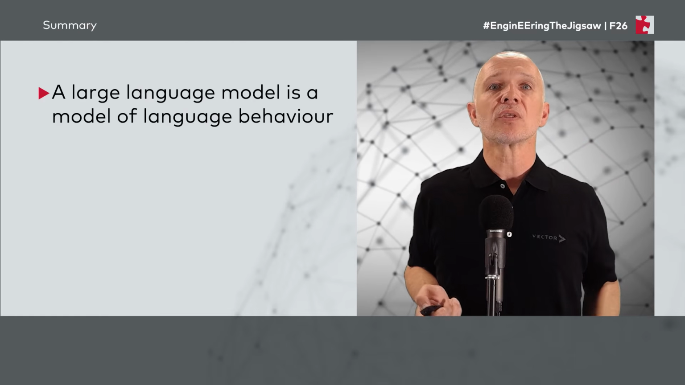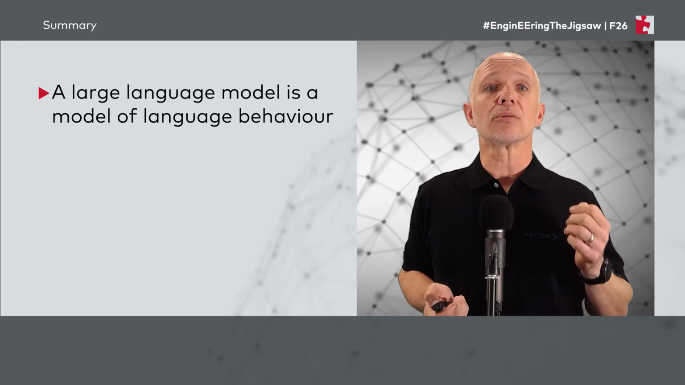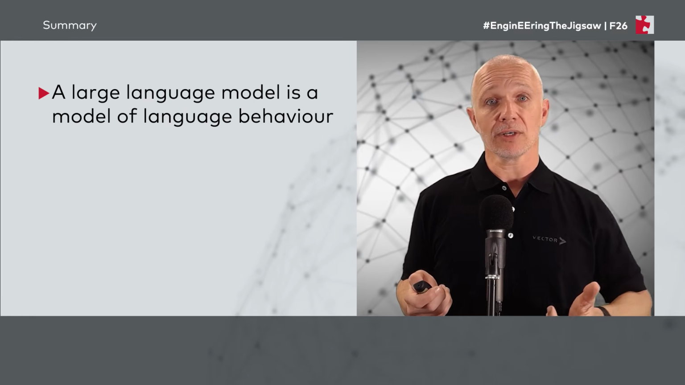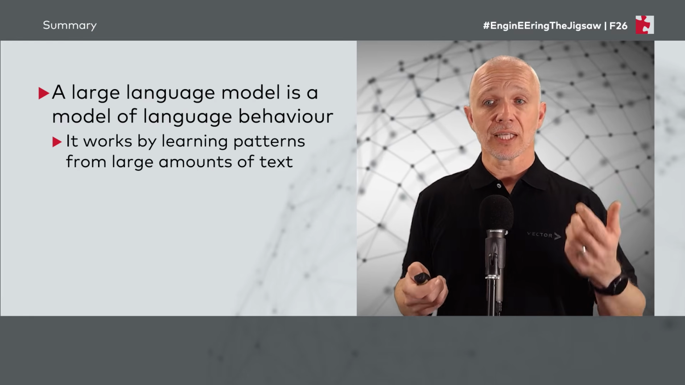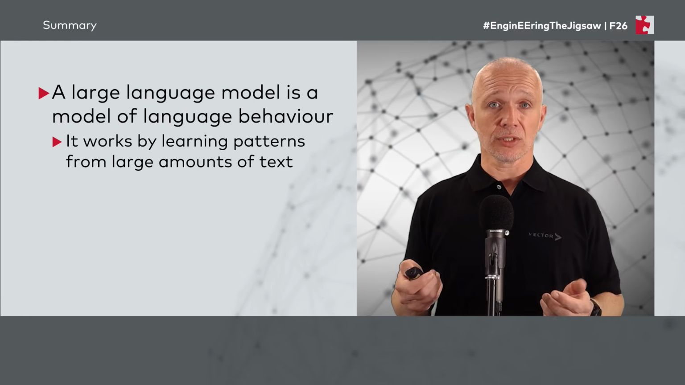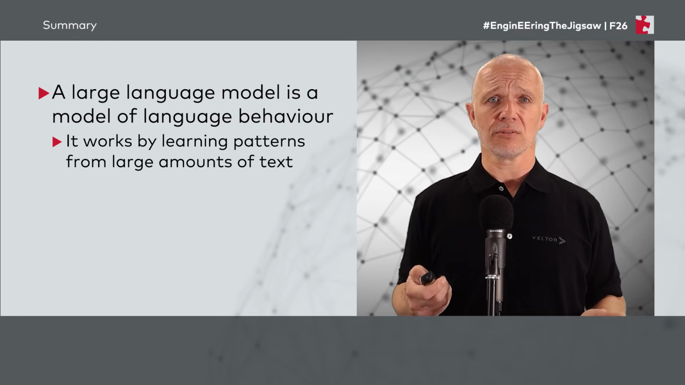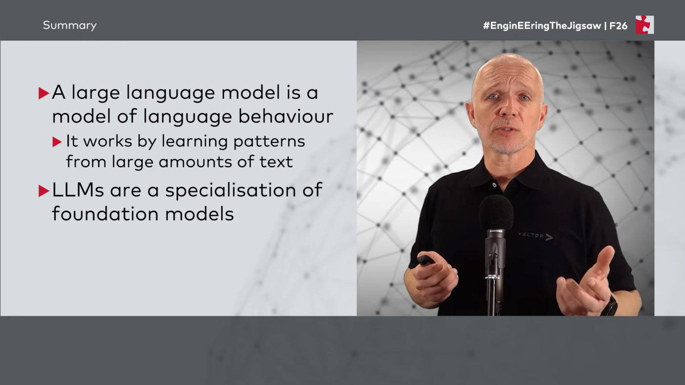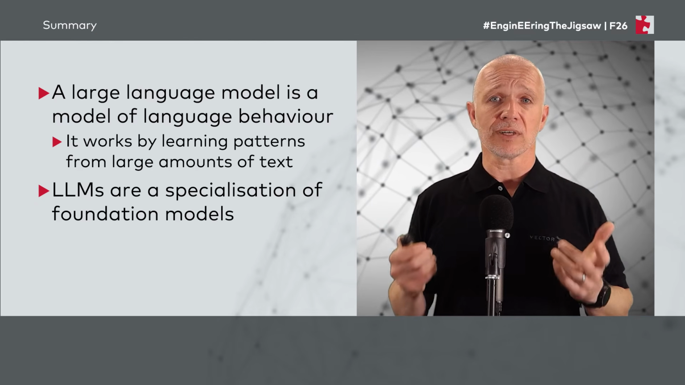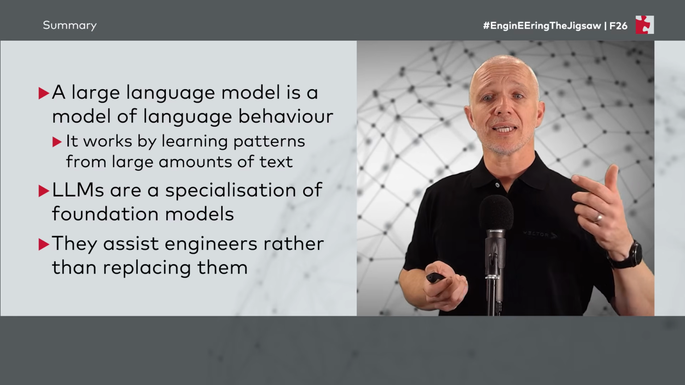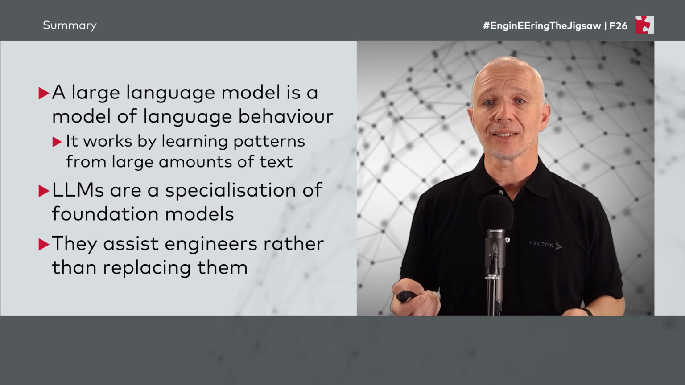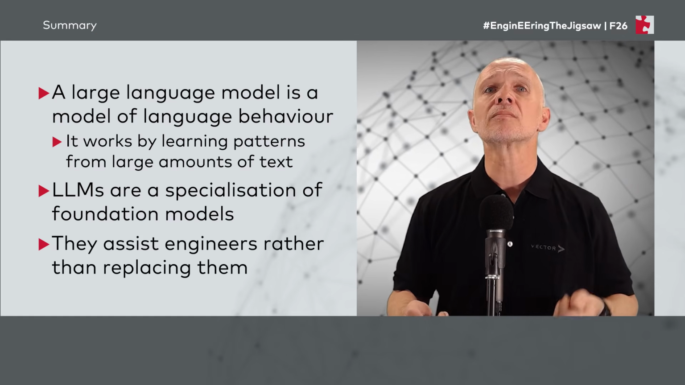As a summary, a large language model is a model of language behavior based on statistics. It works by learning patterns from vast amounts of text. Large language models are a specialization of foundation models, and they assist engineers rather than replacing them.